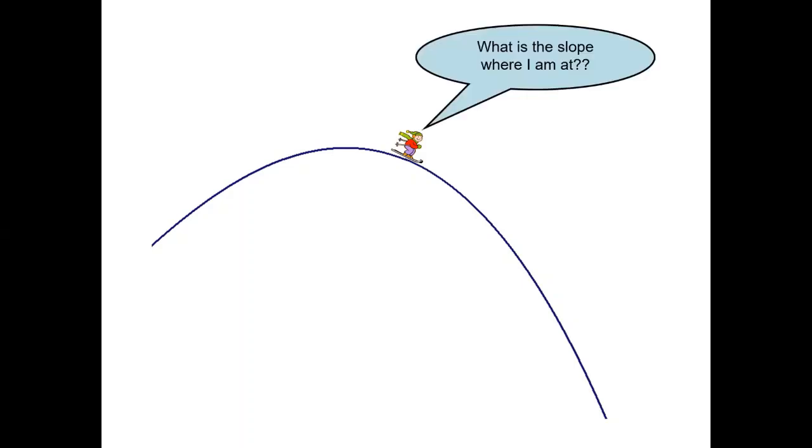Today we're going to take a look at something called the derivative. Now this is going to answer a question that we really haven't asked up to this point. Let's say that you're standing on a hill and you know that every single spot on this hill has a different slope. But the question is, what's the slope where I'm standing?